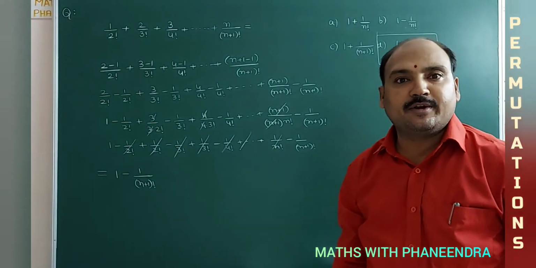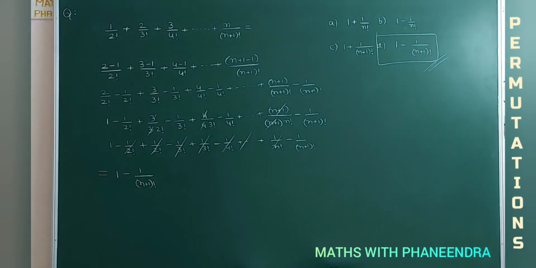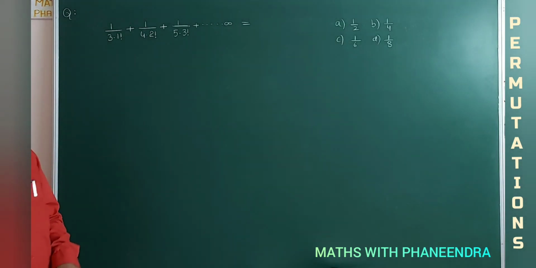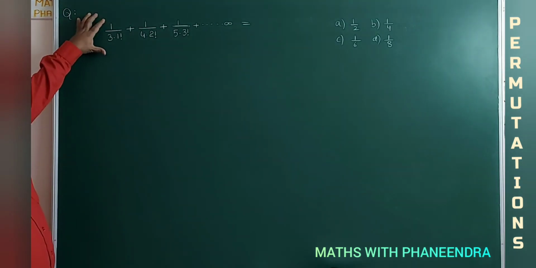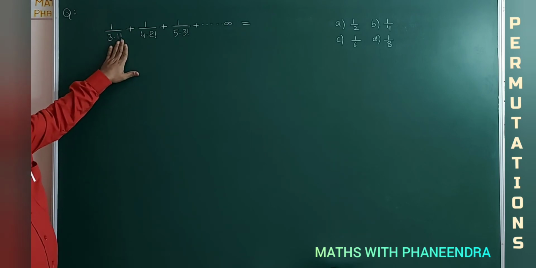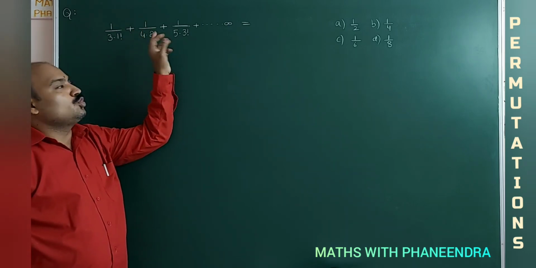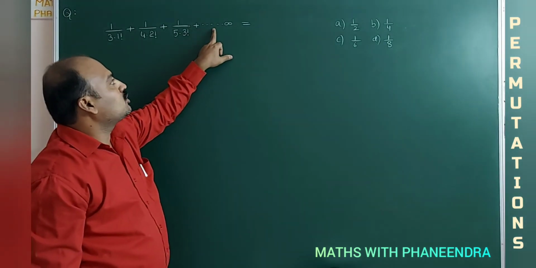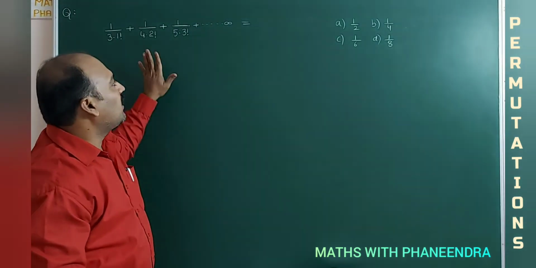We move on to the next question. Question: 1 by 3 into 1 factorial plus 1 by 4 into 2 factorial plus 1 by 5 into 3 factorial plus and so on to infinity. This value is equal to?